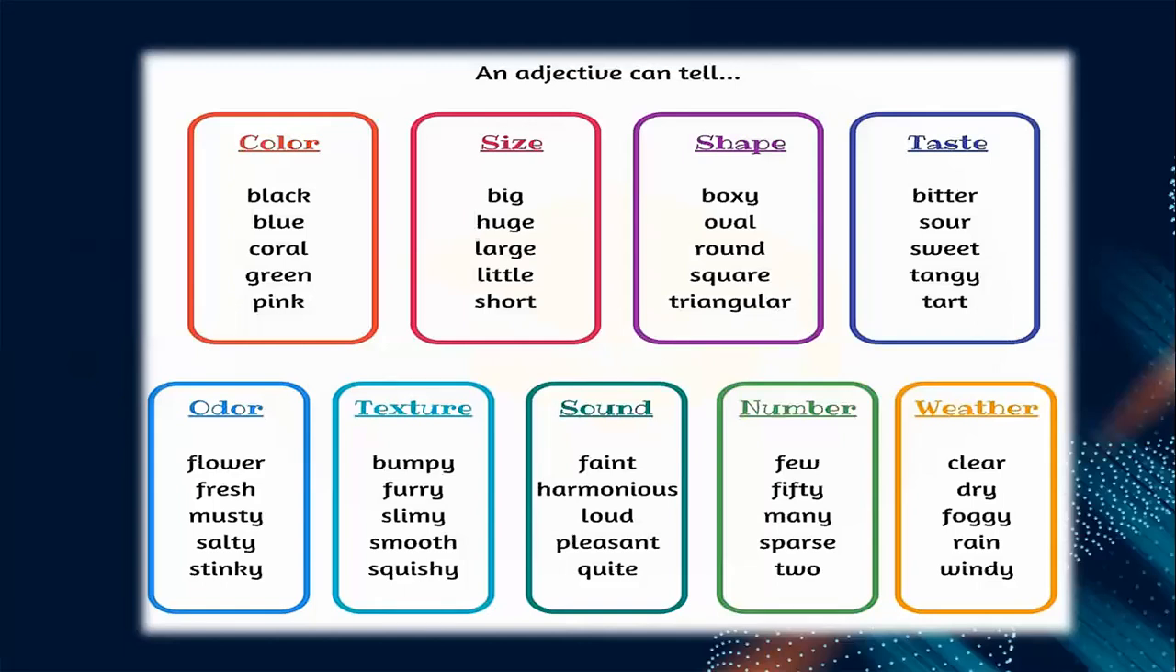So what can an adjective do? Let us see. It can talk about color, for example, black, blue, coral, green, pink. Let us see size: big, huge, large, little, short. To talk about shapes and taste: boxy, oval, round, square, triangular, bitter, sweet, tangy, texture, sounds, number, and weather. You can read the examples that are placed in this slide. These are the lists of adjectives that you can use in your answers and in your descriptions.